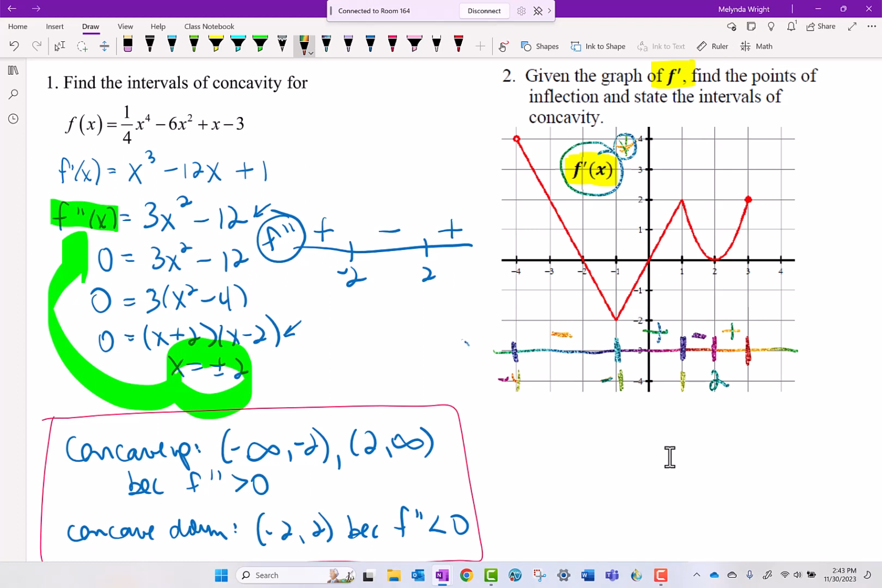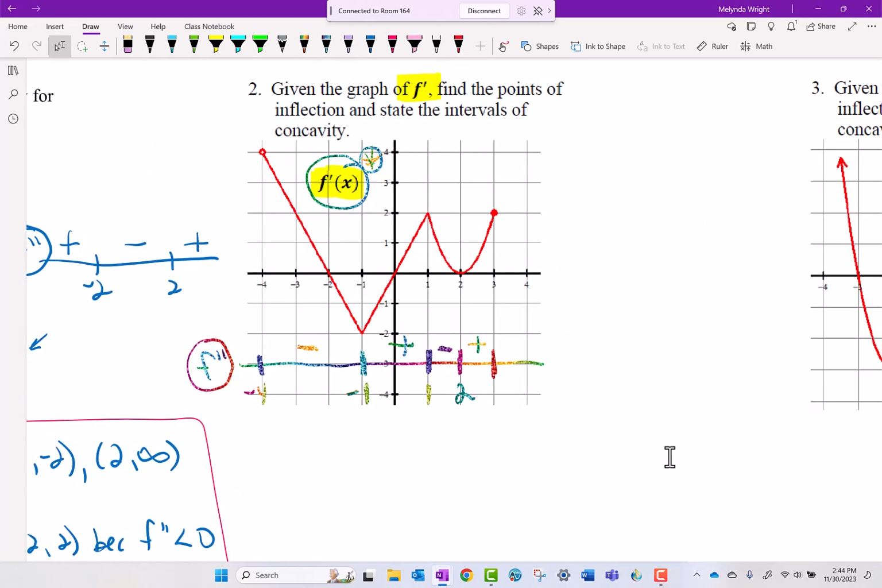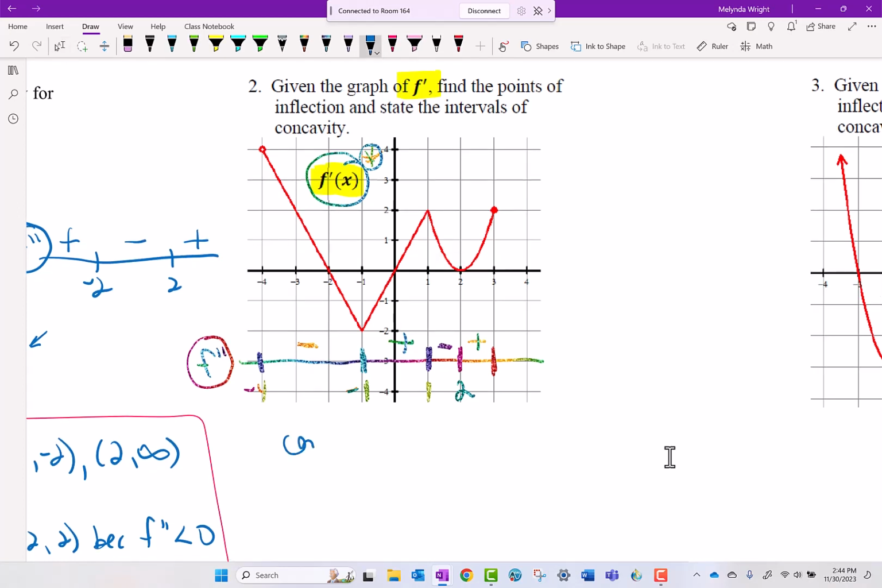Now this is a sign chart for the second derivative. So what am I going to do? I'm going to do everything they've said. Points of inflection, we'll do concavity first because that's what we've done already. So we're going to say we're concave up from -1 to 1. I'm just looking on my sign chart and seeing which sections are positive. And from 2 to 3.